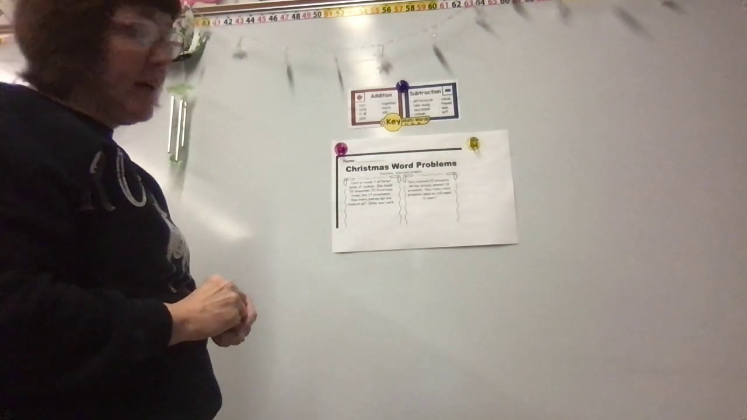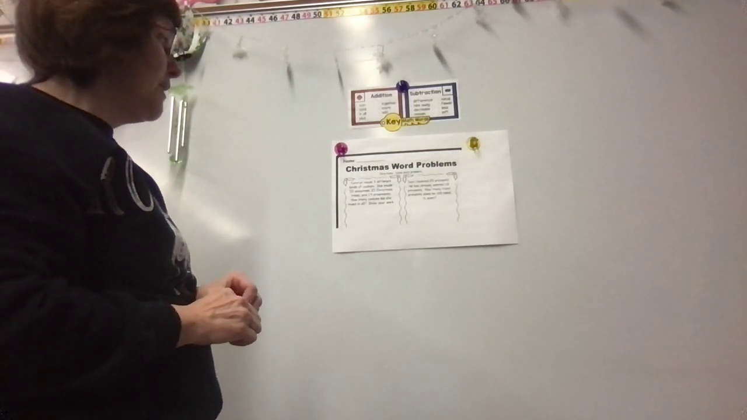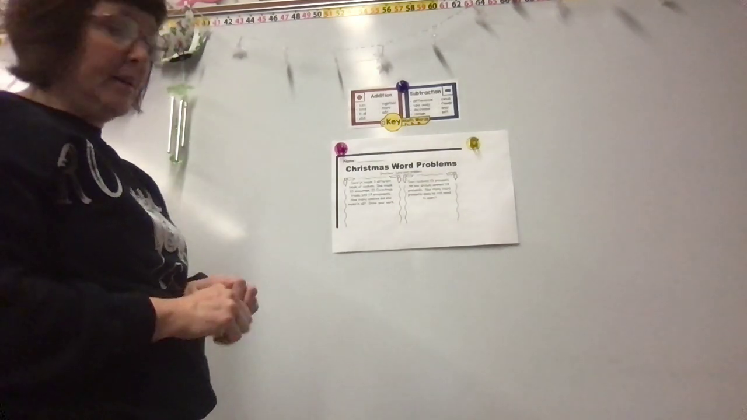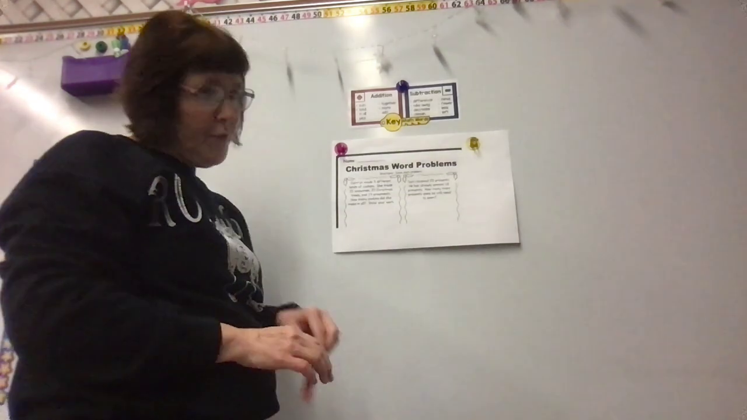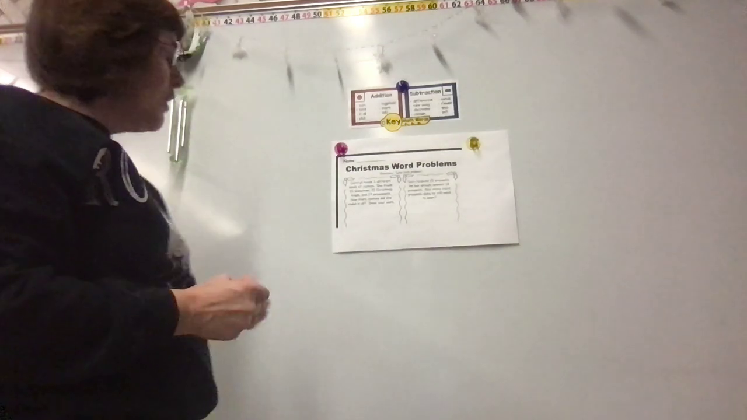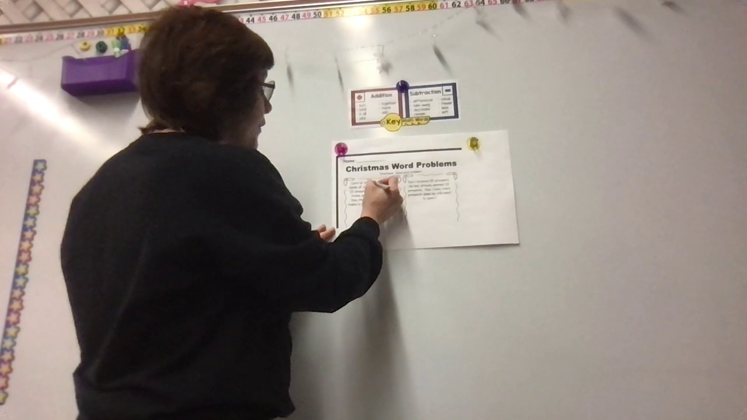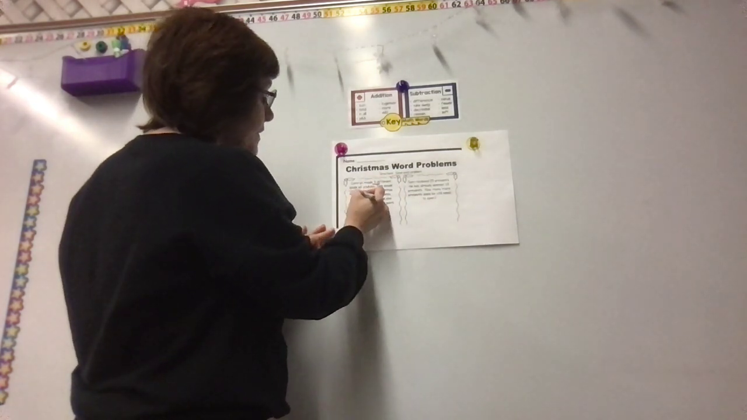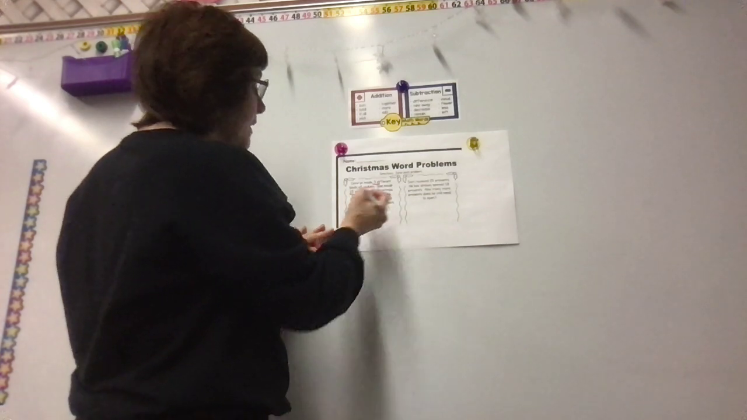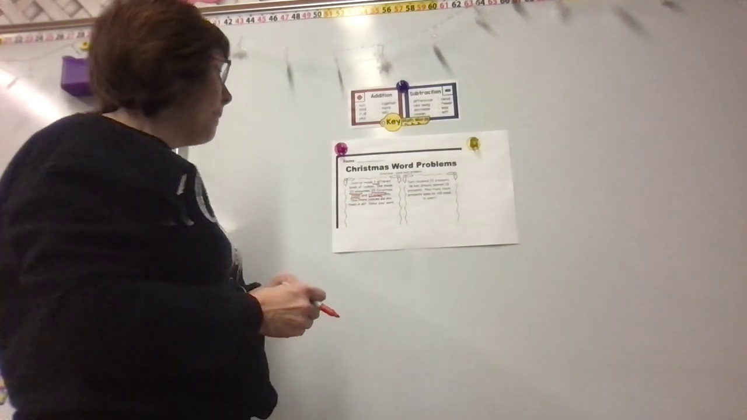Cameron made 3 different kinds of cookies. She made 15 snowmen, 23 Christmas trees, and 19 ornaments. How many cookies did she make in all? And it's asking us to show our work. So first of all, I'm going to look for those important words. So I'm going to look for numbers in my word problem first. So I have 3 different. I have 15 snowmen, 23 Christmas trees, and 19 ornaments. Okay, those are my numbers that I'm going to need.